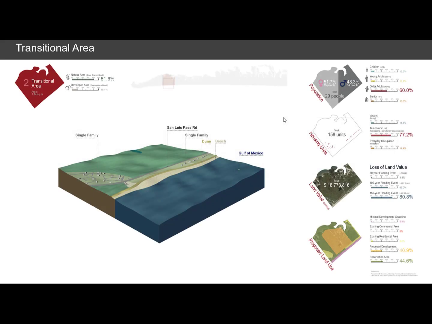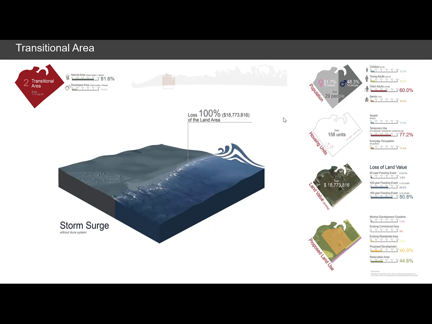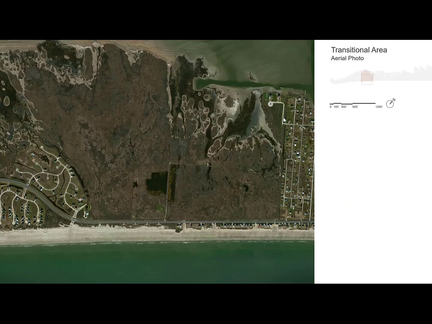But if we move into the transitional area, this is an area that's going to develop, right? We're going to do the same kind of thing. So in a 50-year flood, it'll cover 33% of the land. A 100-year flood, 82%. A 150-year flood, almost all of the land. And then obviously a storm surge of around 12 feet is going to cover the whole thing, which is around $18 million in land value. But the dune will protect around $15 million worth of amenities behind it. So this is where I want to get into.